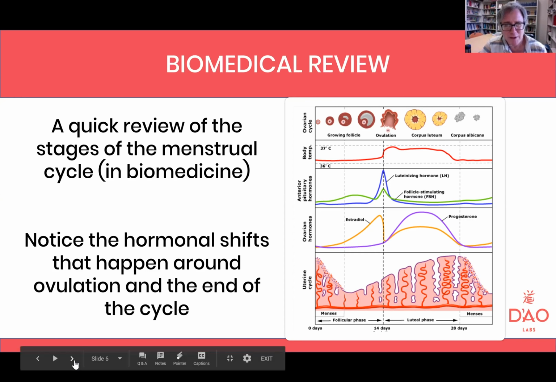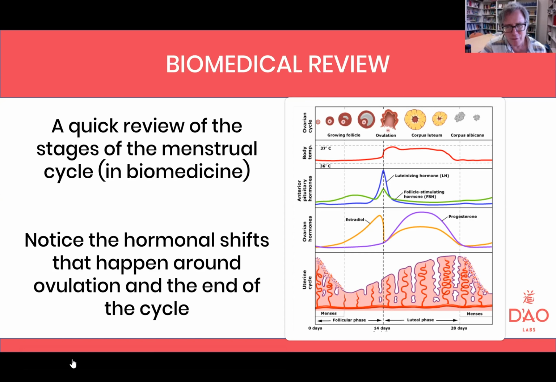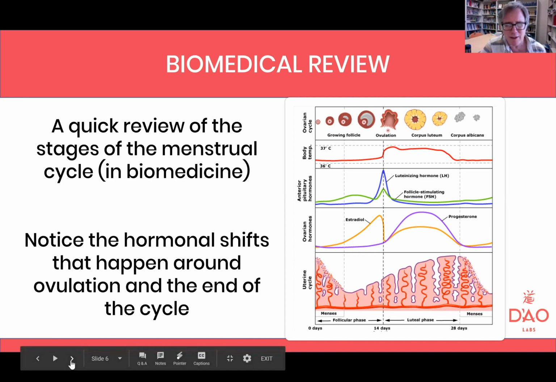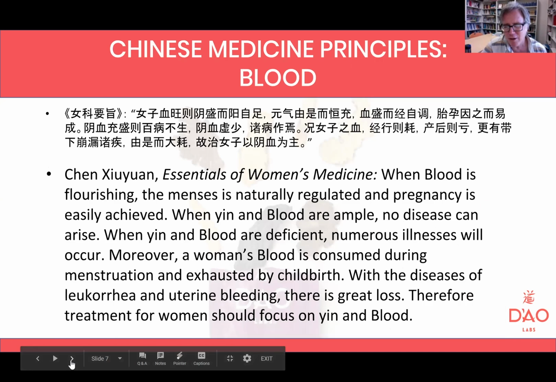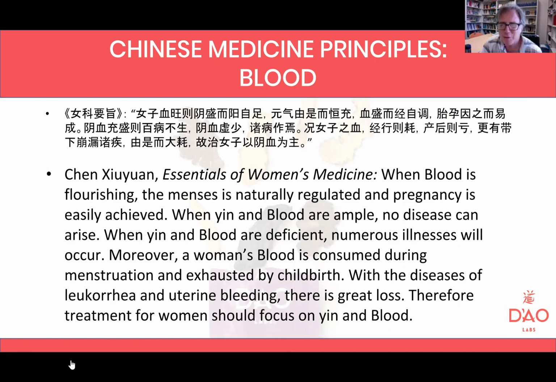But if pregnancy doesn't happen in this second stage, the luteal phase, then you'll see a drop in progesterone. And when it hits a certain level, that's when you have the menstrual cycle. One thing to note here is that at the end of these two moments, the follicular phase and the luteal phase, you have these hormonal shifts happening around ovulation and the end of the cycle. We'll come back to that a little bit later in the talk, but that's a useful thing for us to remember.